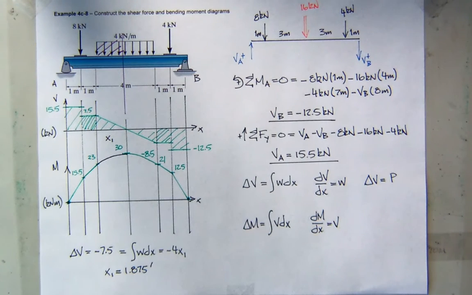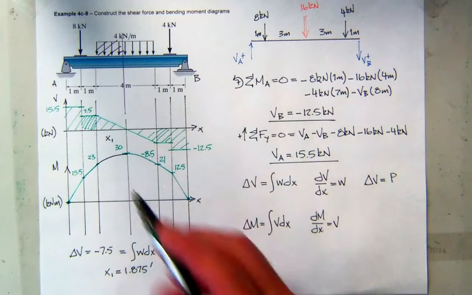So what's the maximum moment? 30. Where does it occur? At 3.875 meters from A. Right there.